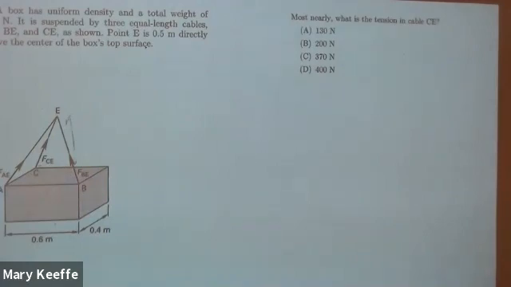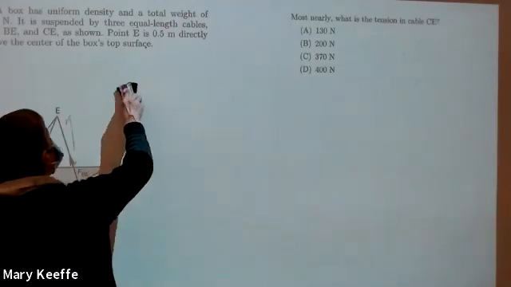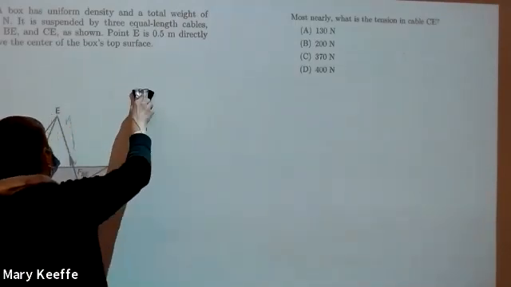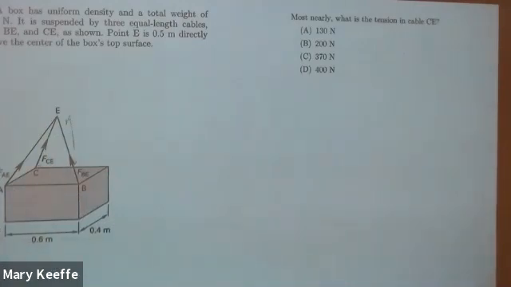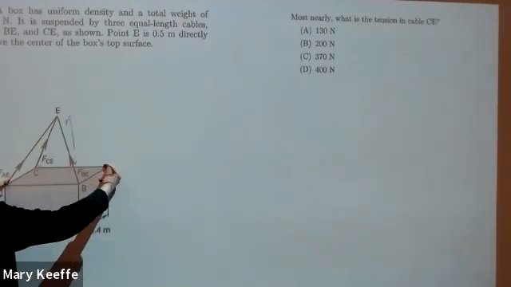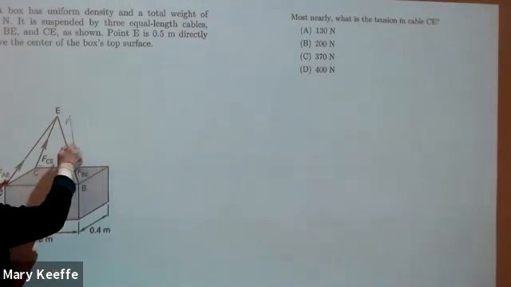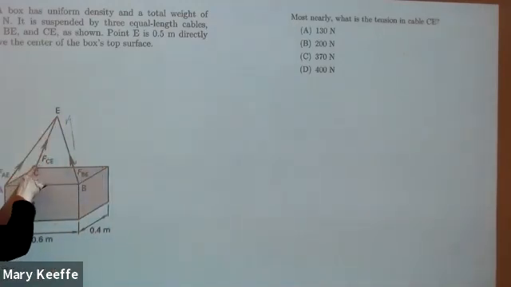So this one, there's a couple of things that are key. It says the box has a uniform density and a total weight of 600 newtons, and it's suspended by 3 equal length cables. It says the intersection point is 0.5 meter above the center of the box top surface. If you think about this from a symmetry point of view, this cable here can't actually be carrying any of the load because it would need something from over here to balance it. So this is gone, and the only two that are carrying the load are FCE and FBE.